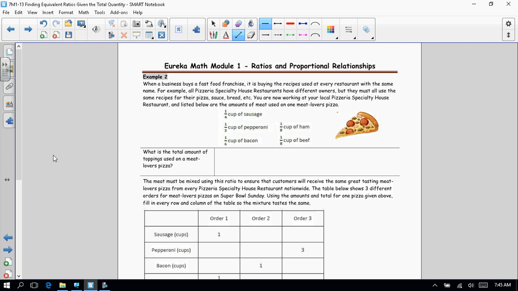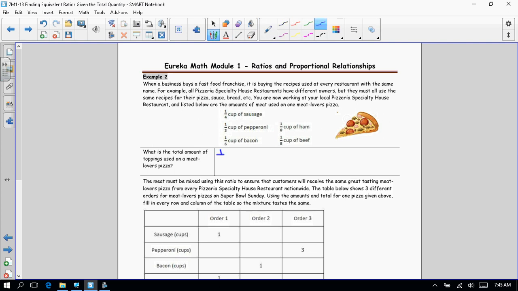You are now working at your local Pizzeria Specialty House restaurant. And listed below are the amounts of meat used on one Meat Lovers pizza. Okay, so first thing it asks, what's the total? Like what's the grand total of all the meat that's put onto this? So what we're going to do is we're just going to add up all of those values just so I have an idea of what that grand total is.